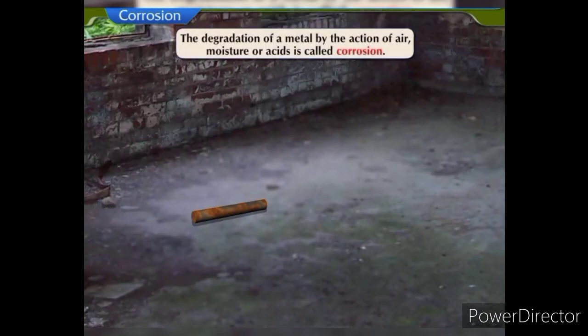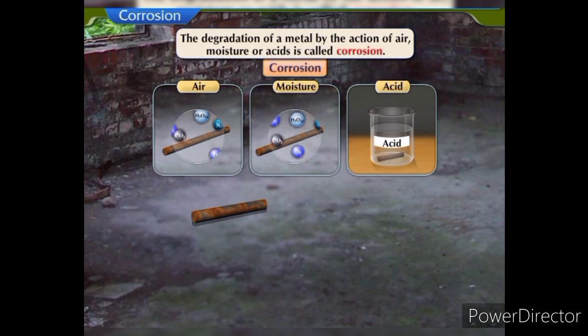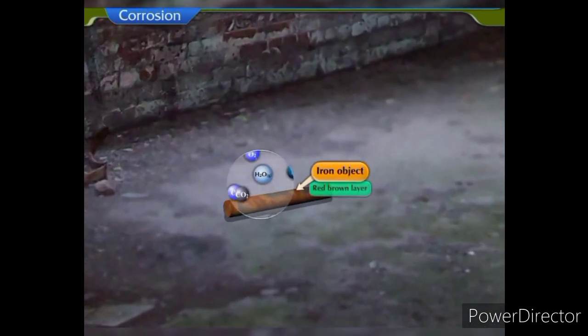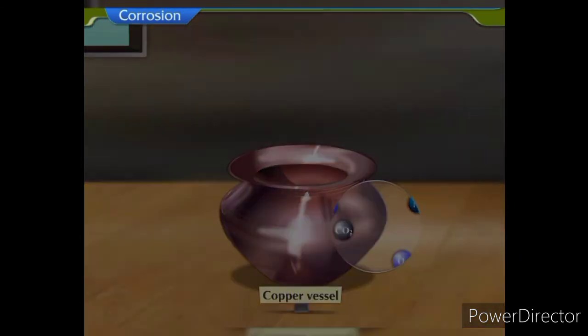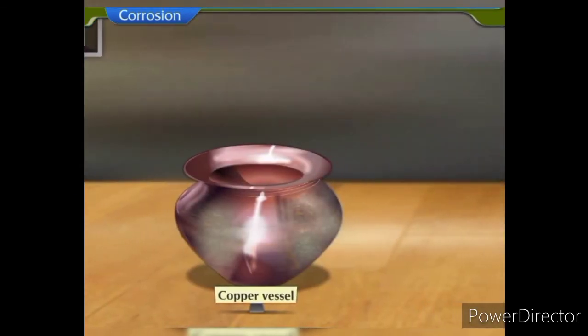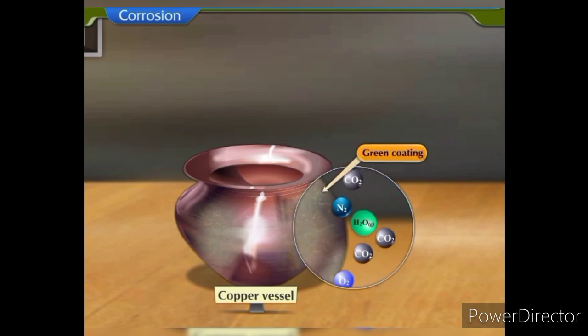The degradation of a metal by the action of air, moisture or acids is called corrosion. When an iron object corrodes, a red-brown layer is formed on the metal surface. This is called rust. Copper objects also lose their shine when exposed to damp air for a long time. Copper reacts slowly with the carbon dioxide and water from the air to form a green coating.